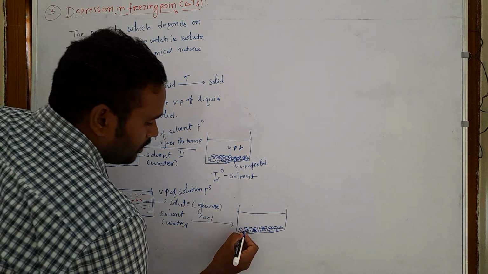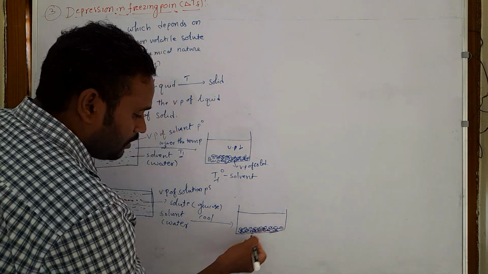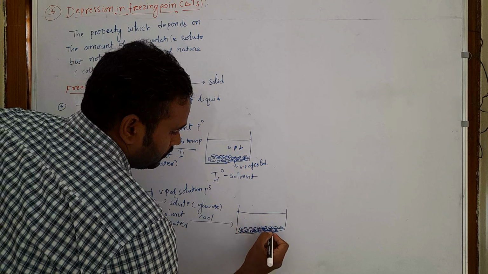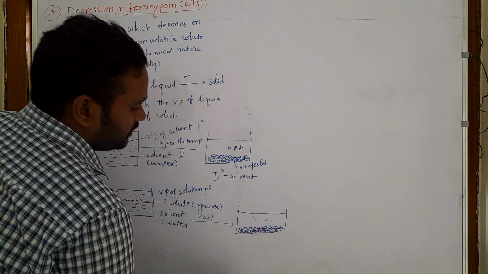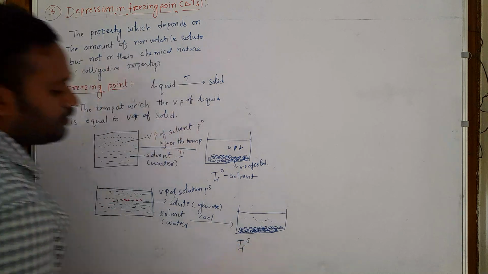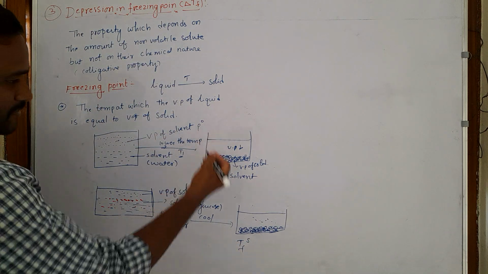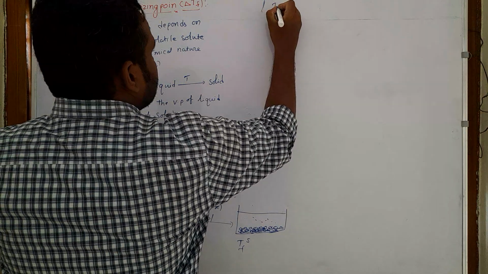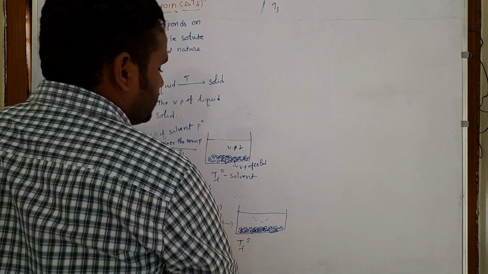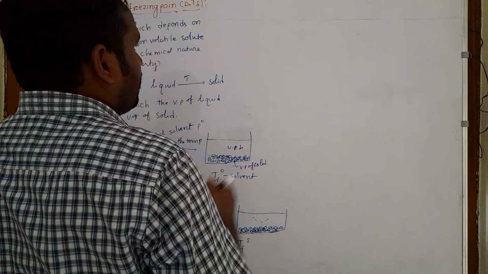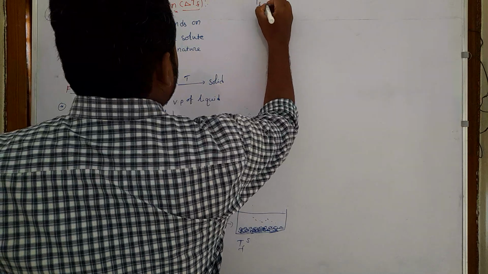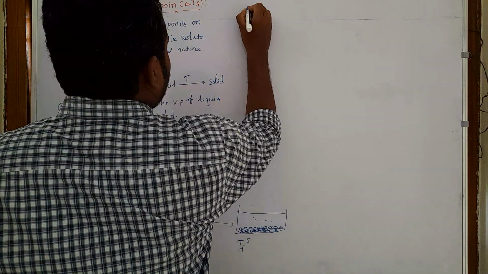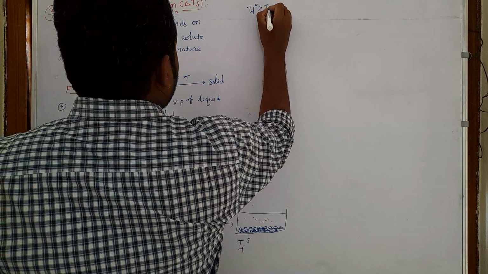Because the solution initially has less vapor pressure, to equalize its vapor pressure with that of the solid, we need to cool to lower and lower temperatures. At a particular temperature it is converted into solid state. This is called the freezing point of solution. When you compare the freezing point of solvent and of solution, Tf naught is greater than Tf.